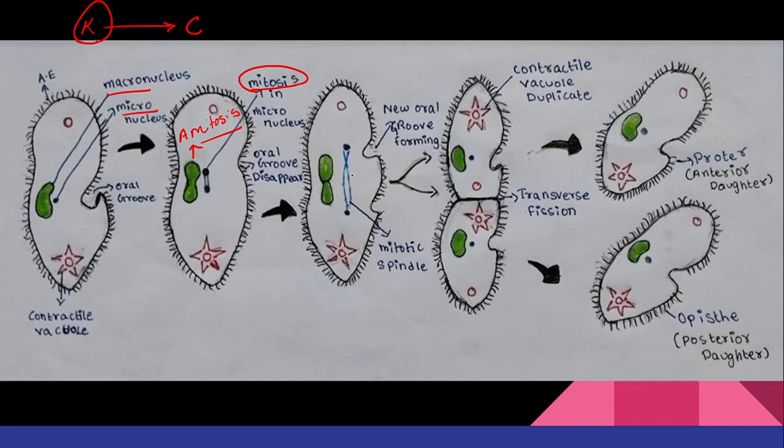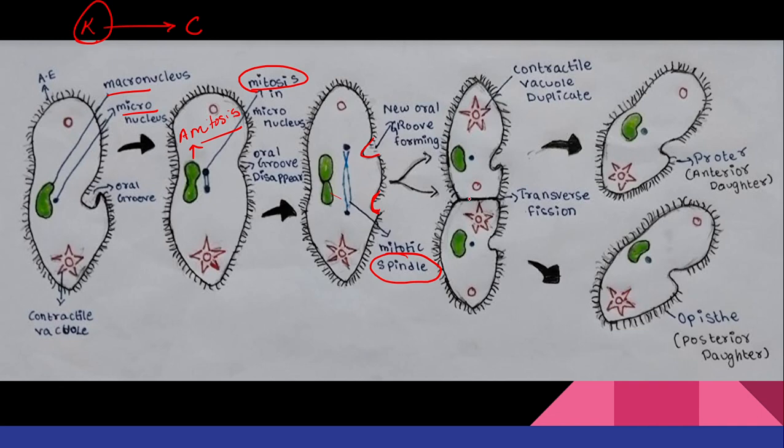Once this division is done, then what will happen? Here you can see the structure of the spindle fiber that will help in mitotic and meiotic division. But right now you don't have to study that. It is just mentioned, so I am telling you. Now, while this is happening, there will be the formation of a new oral groove.